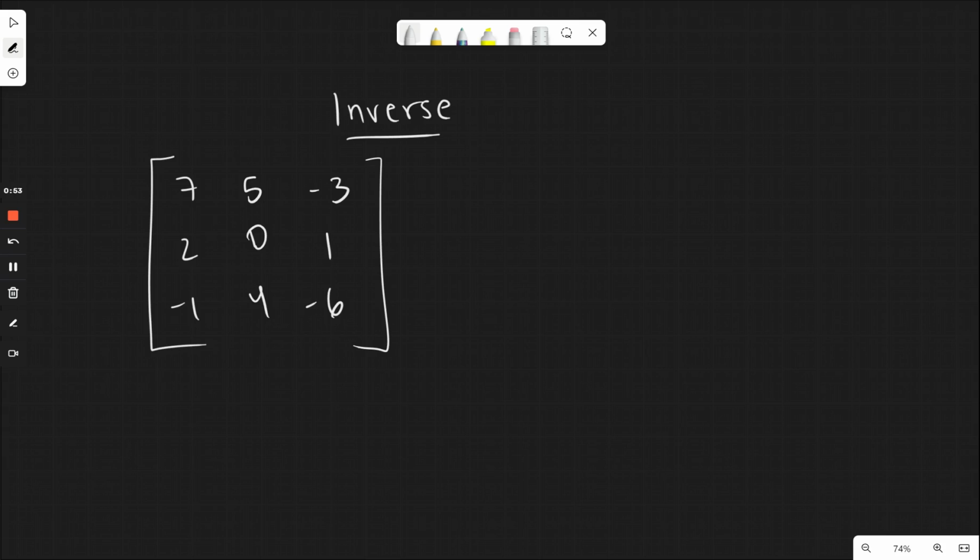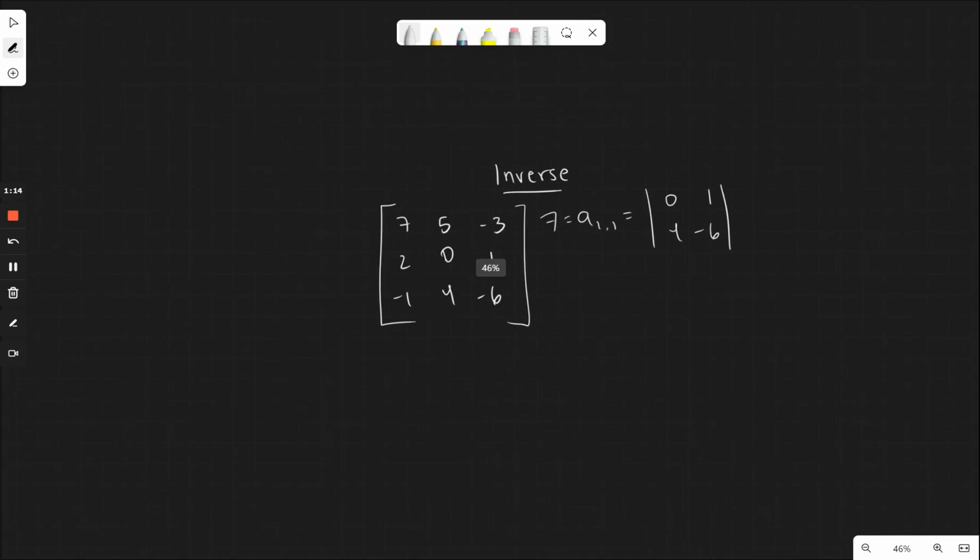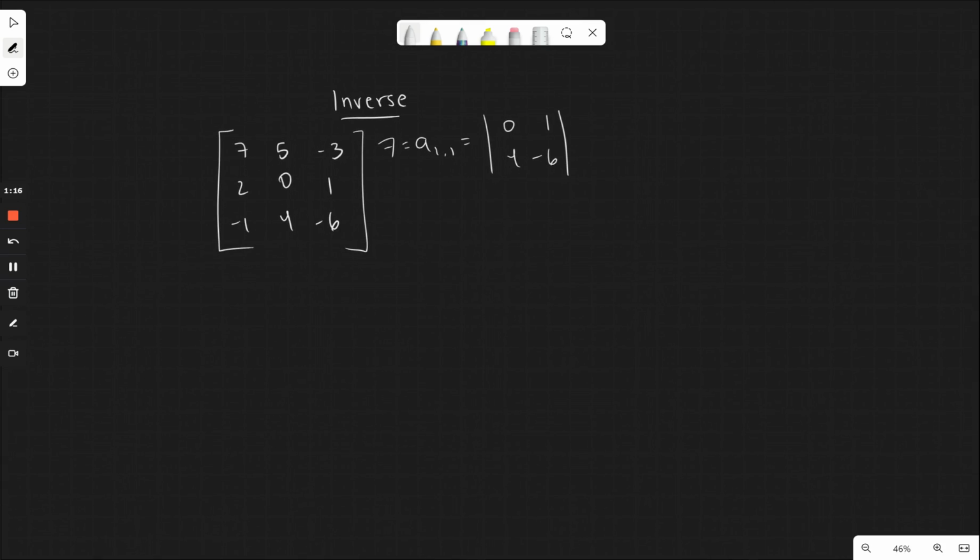So the submatrix of 7, which is the first column, first row, is going to be what we get when we cross out the column and the row that 7 is in. And as you can see, we're left with 0, 1, 4, -6. So this, for example, would be the submatrix for this term. And we're basically going to find this matrix for every single term in here. So for 7, we already have it. It's 0, 1, 4, -6.